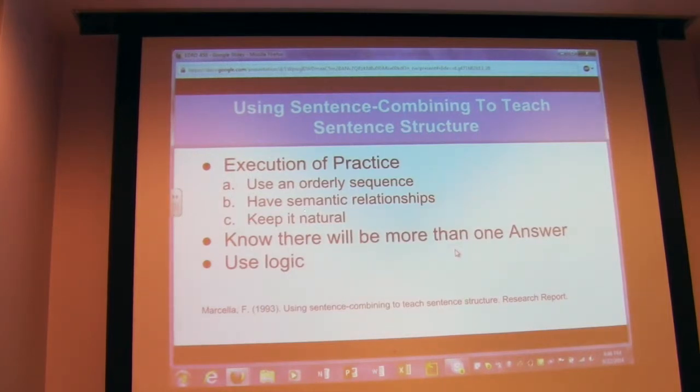You also need to know that there will be more than one answer. For example, for our demonstration, we could say the cake is big and chocolate, or the chocolate cake is big. The final key point that I found is that you need to use logic when creating your sentences.